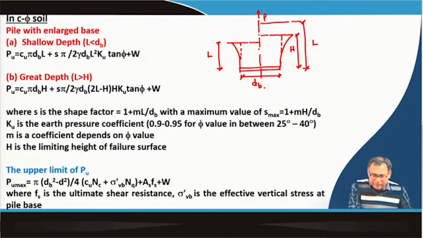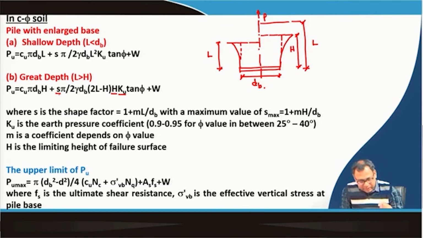So, what are the unknowns we have to calculate? We do not know the h value, we do not know the Ku value, and we do not know the S value. Other parameters are known: Cu is known, dB is known, the unit weight is also known, and L, the length of the pile, is known. But you have to know the values of Ku and h. So, for great depth, either you can use this equation or there is an upper limit also, this is the upper limit.